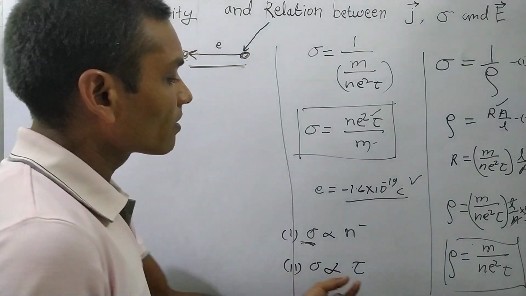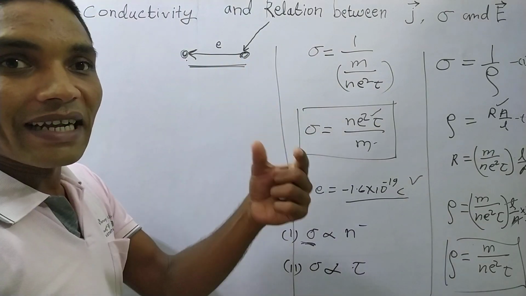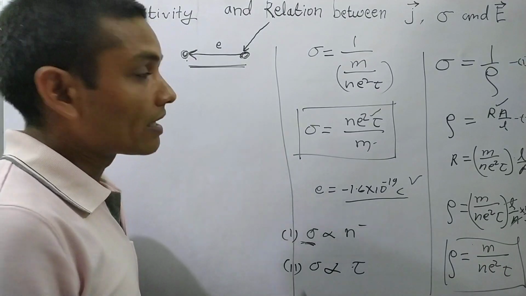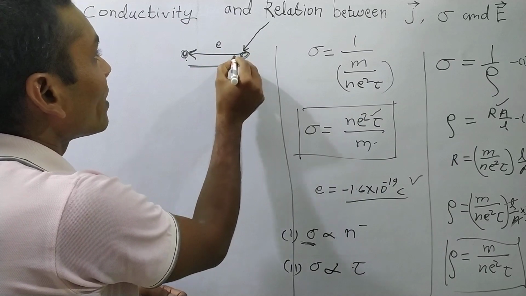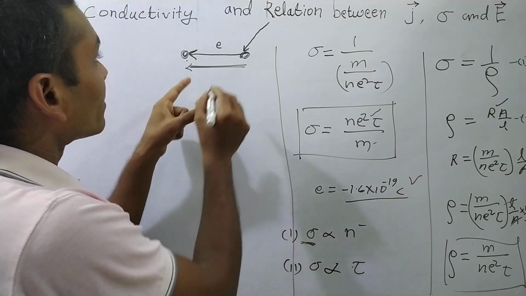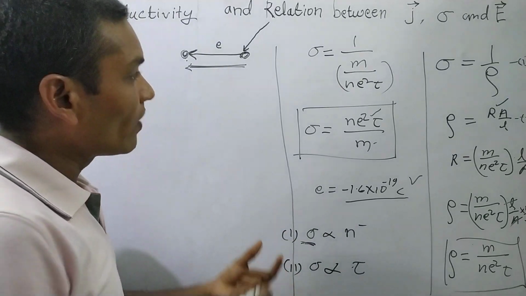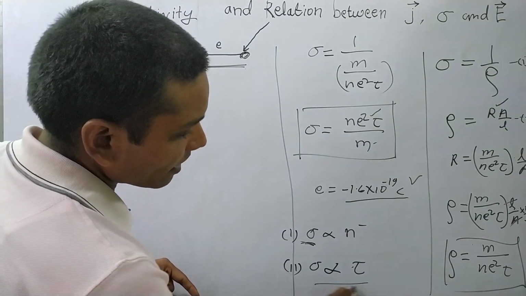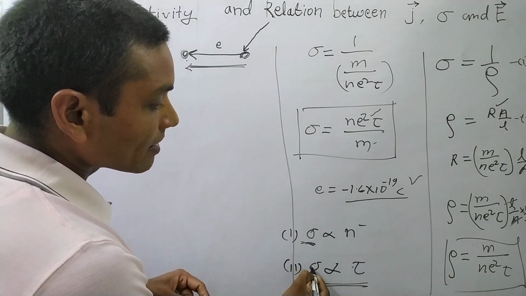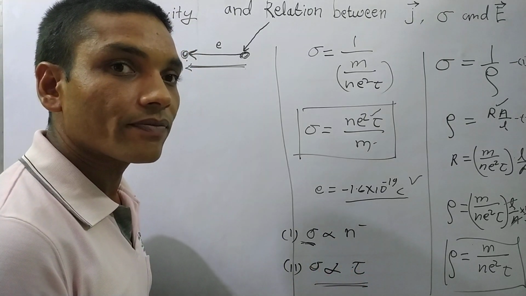Now when the temperature of the conductor is increased, the electron gets extra energy and the velocity of the electron increases. That's why the electron will reach the next atom earlier, so the relaxation time will decrease. When relaxation time decreases, sigma will decrease, because sigma is directly proportional to tau.